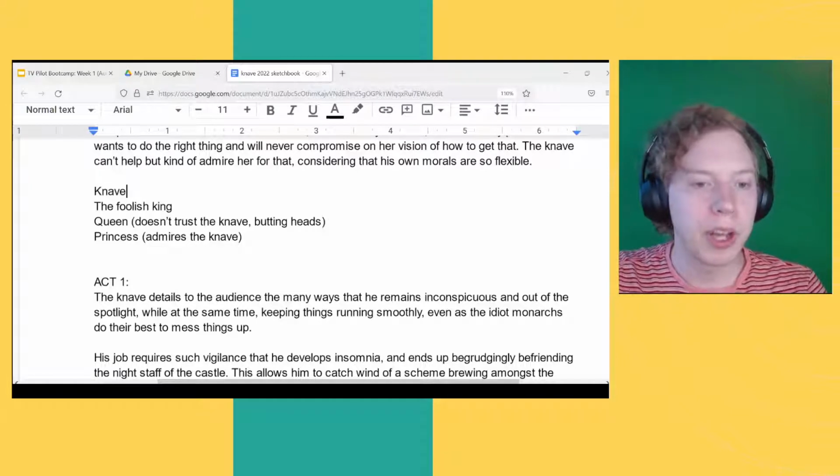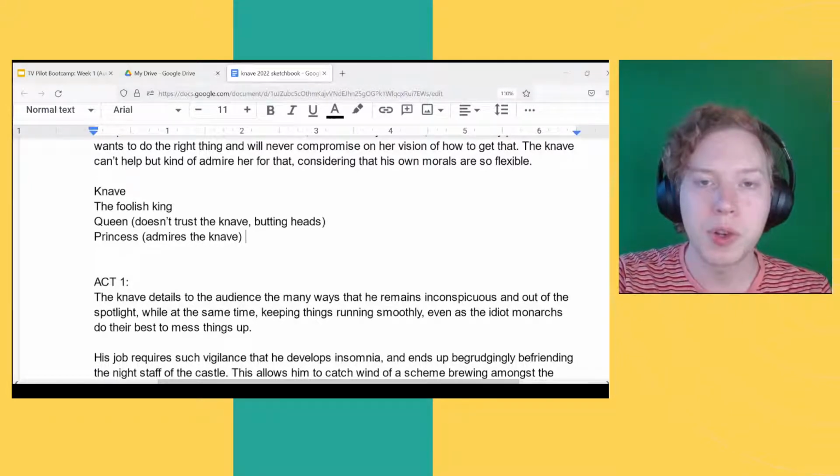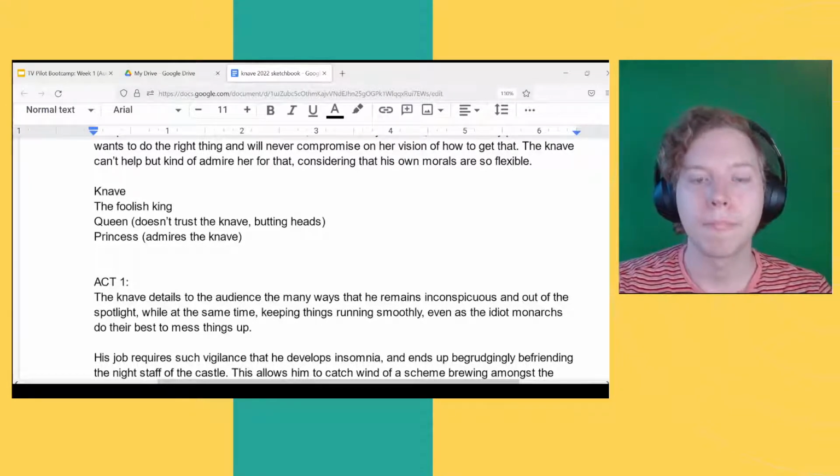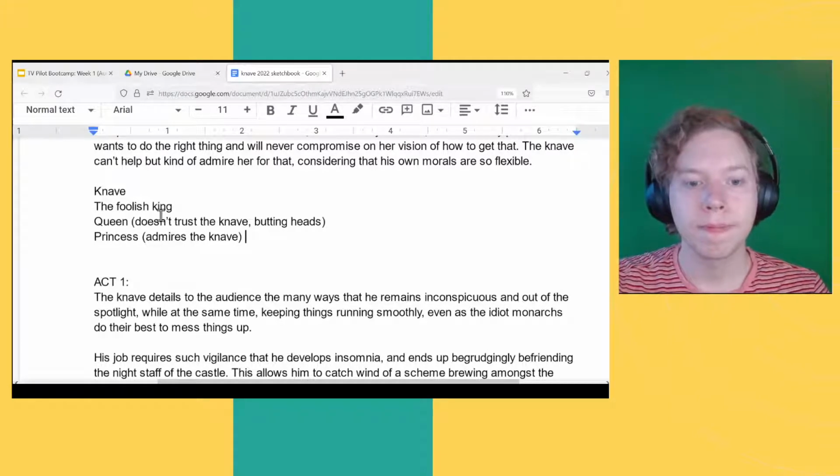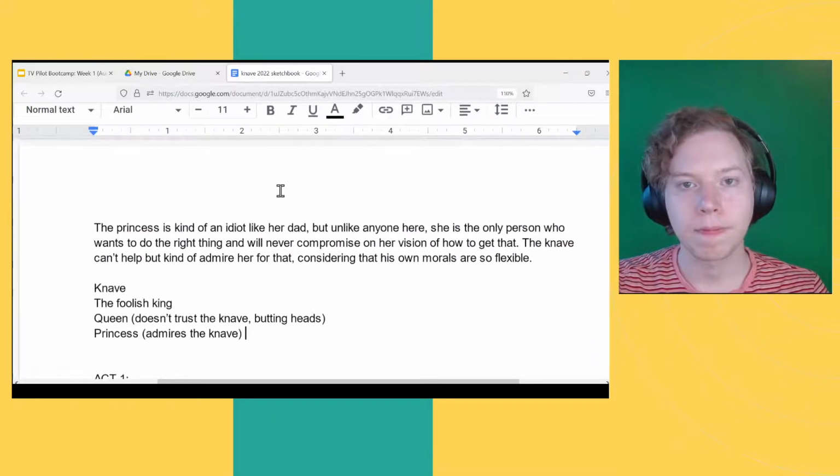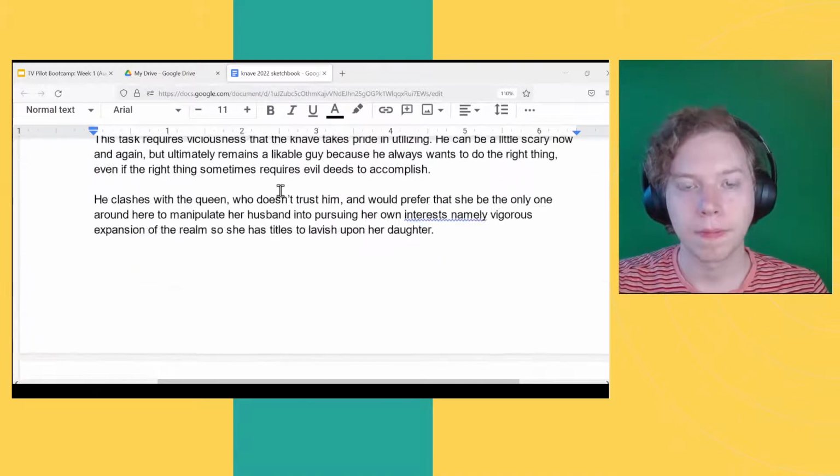So this is just a couple characters. I'm not going to go through and make the whole cast. Go ahead. Another question. Sure. There's a question from 99 Square on Twitch: is it all right to use comps that aren't shows or even movies?